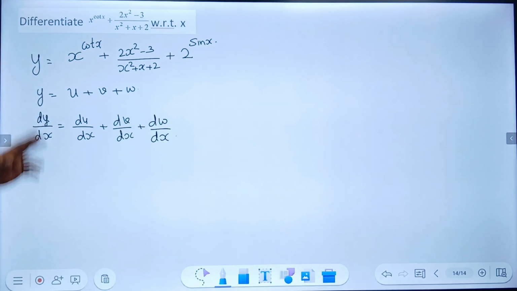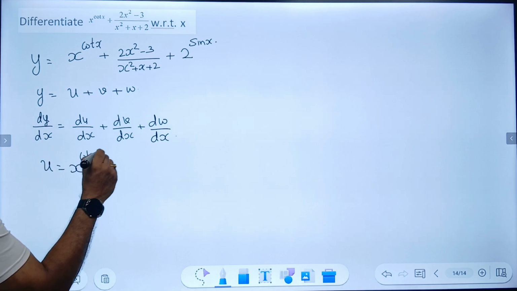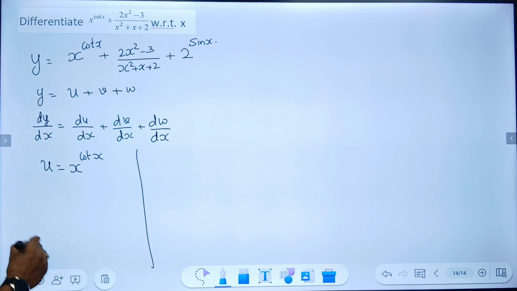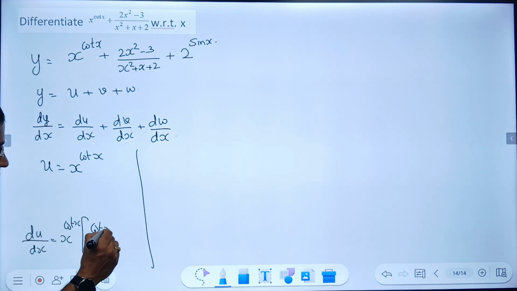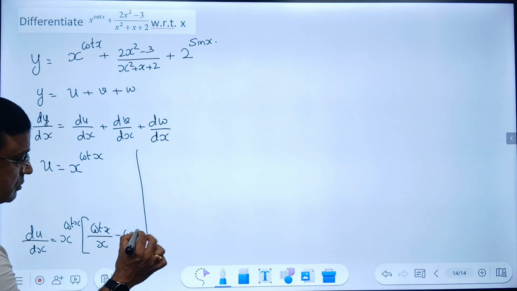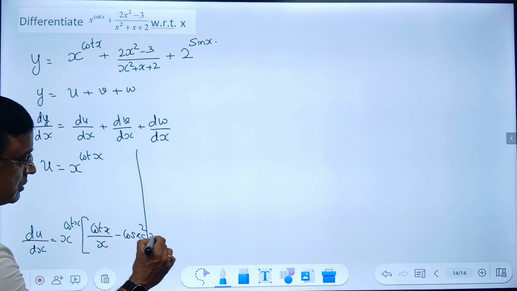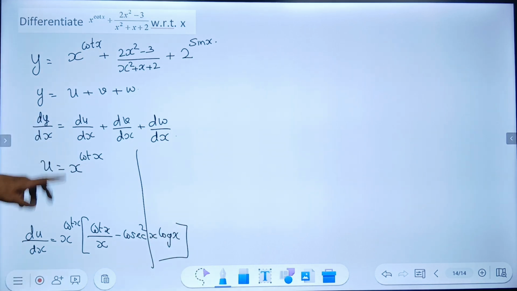Okay. Now for u, what do? It is x cot x. Well, I will leave it to you. You can cross check it. I will write the answer alone. So du by dx will be x power cot x into, what do you get? Cot x by x minus cosecant square x log x. Okay, you can cross check. Okay, you try it and see. Cot x by x minus cosecant square x into log x. So I have found du by dx.